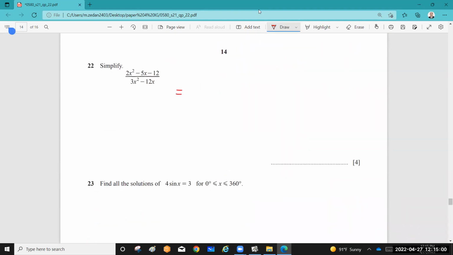This is a normal algebraic fraction. You can factor up and down, and just down you can take 3x common factor, remaining inside x minus 4, and you can factor the first term and last term, 2x times x. You can factor 12 like 3 times 4 maybe, I don't know. 12 is negative, maybe I have negative and positive.